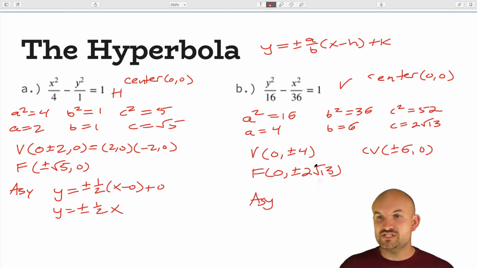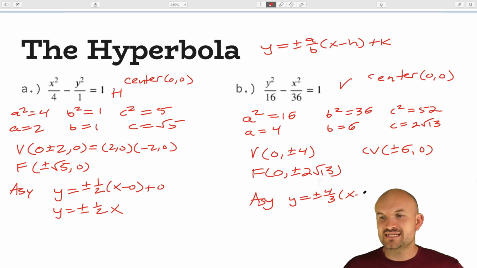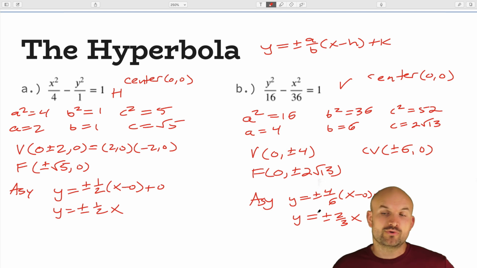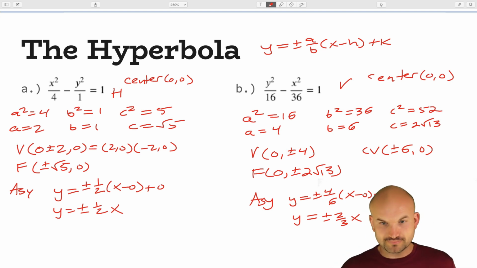The asymptote equation is going to be my a over b, which is 4 over 6. So that's going to be y equals plus or minus 4 over 6, times x minus 0, plus 0, which again you don't really need. So you could just do plus or minus. That's not 4/3, I was trying to simplify that. That's 4/6, right? That's a over b. So therefore we'd have plus or minus 2/3 x, and that'd be your equation for your asymptotes.